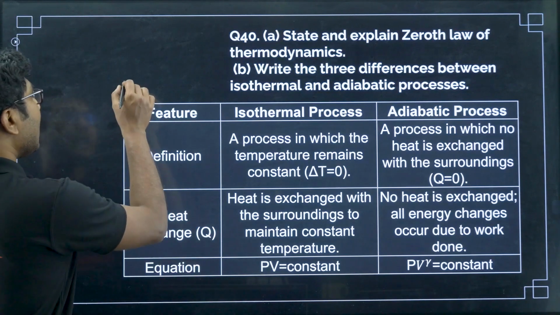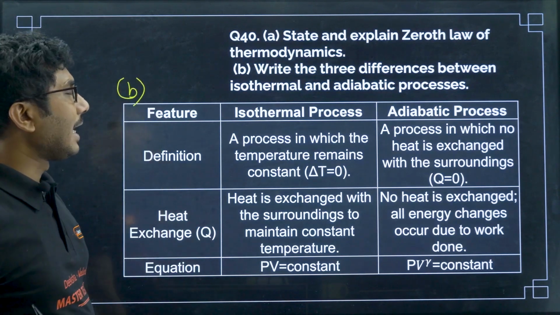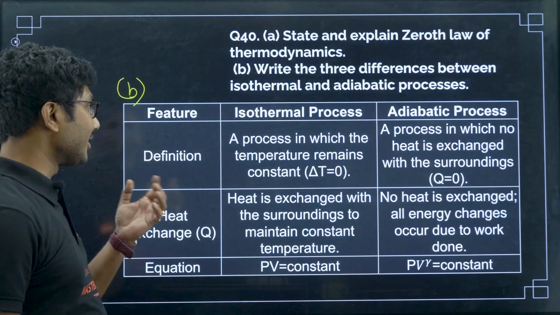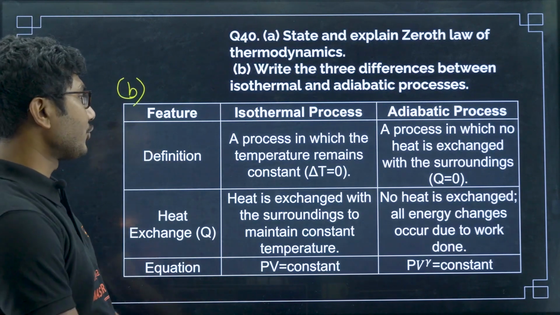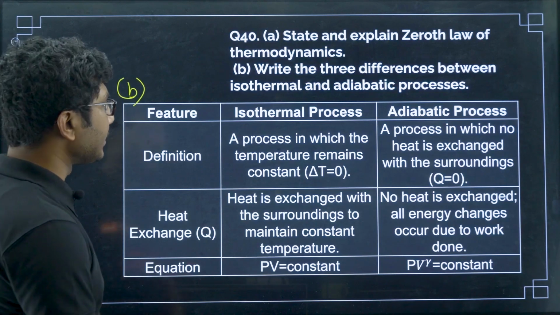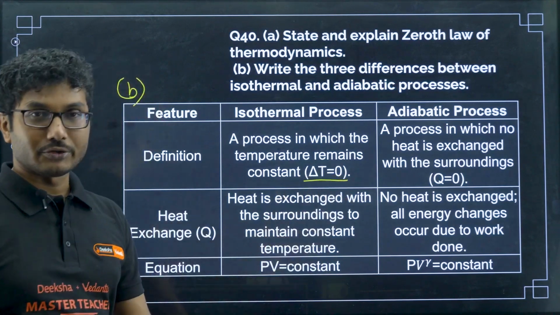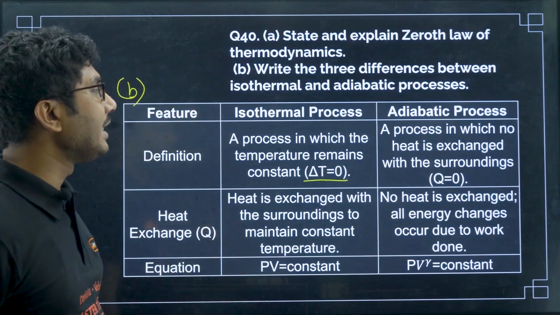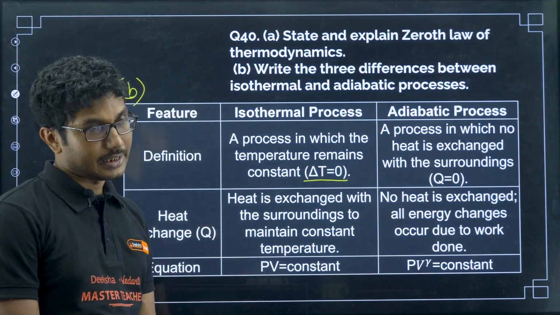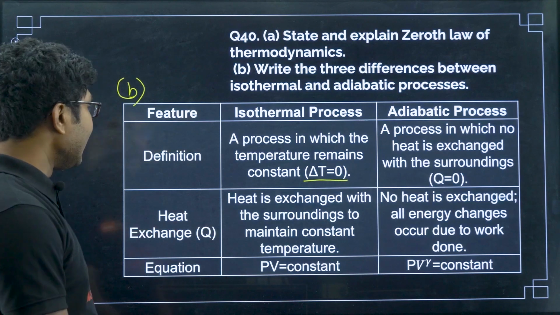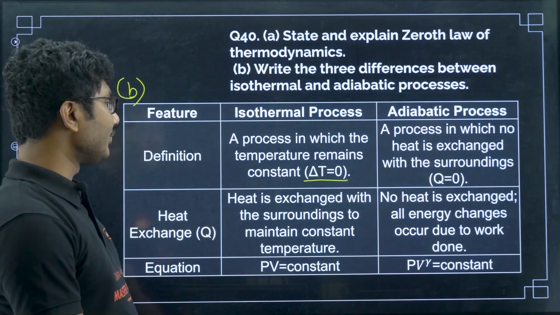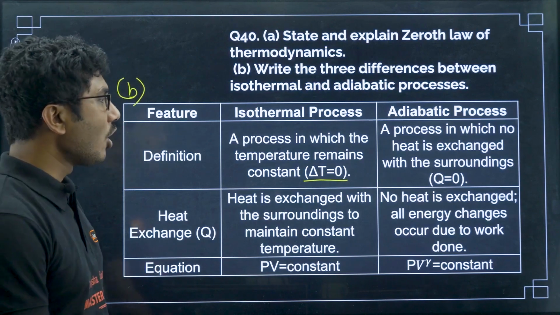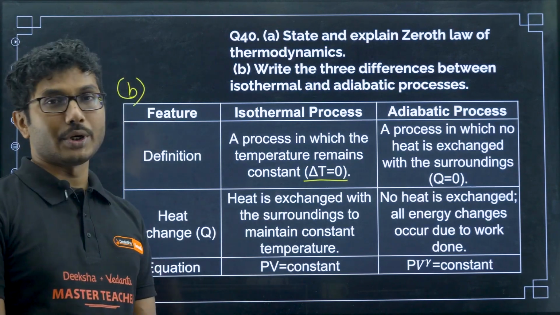So this is the part B answer. Write the 3 differences between isothermal and adiabatic processes. First of all, obviously the definition. A process in which the temperature remains constant is called isothermal. Isothermal means obviously temperature constant. Adiabatic means a process in which no heat is exchanged with the surroundings, that is Q is equal to 0. In isothermal, heat is exchanged with the surroundings to maintain the constant temperature. In adiabatic, no heat is exchanged, all energy changes occur due to the work done.